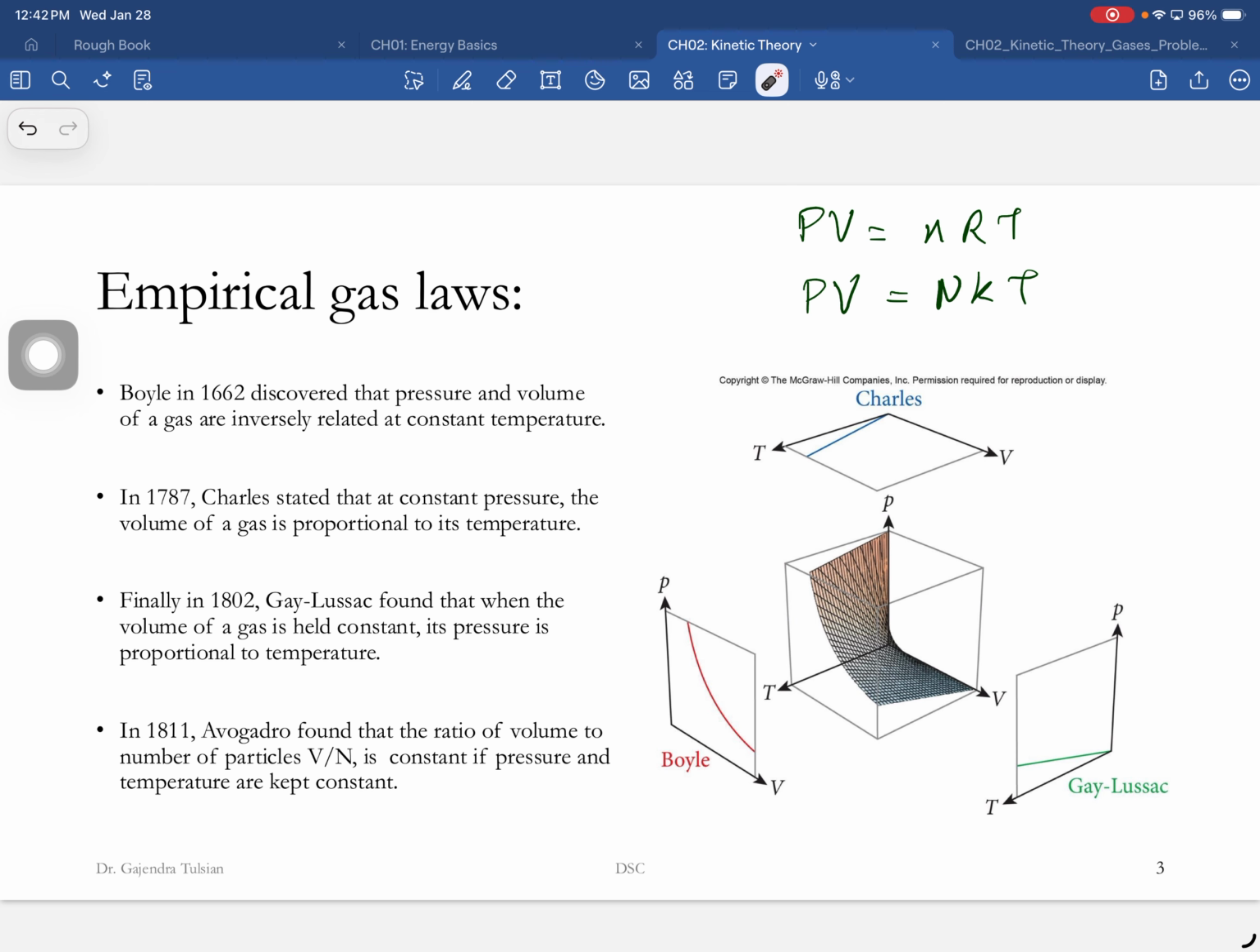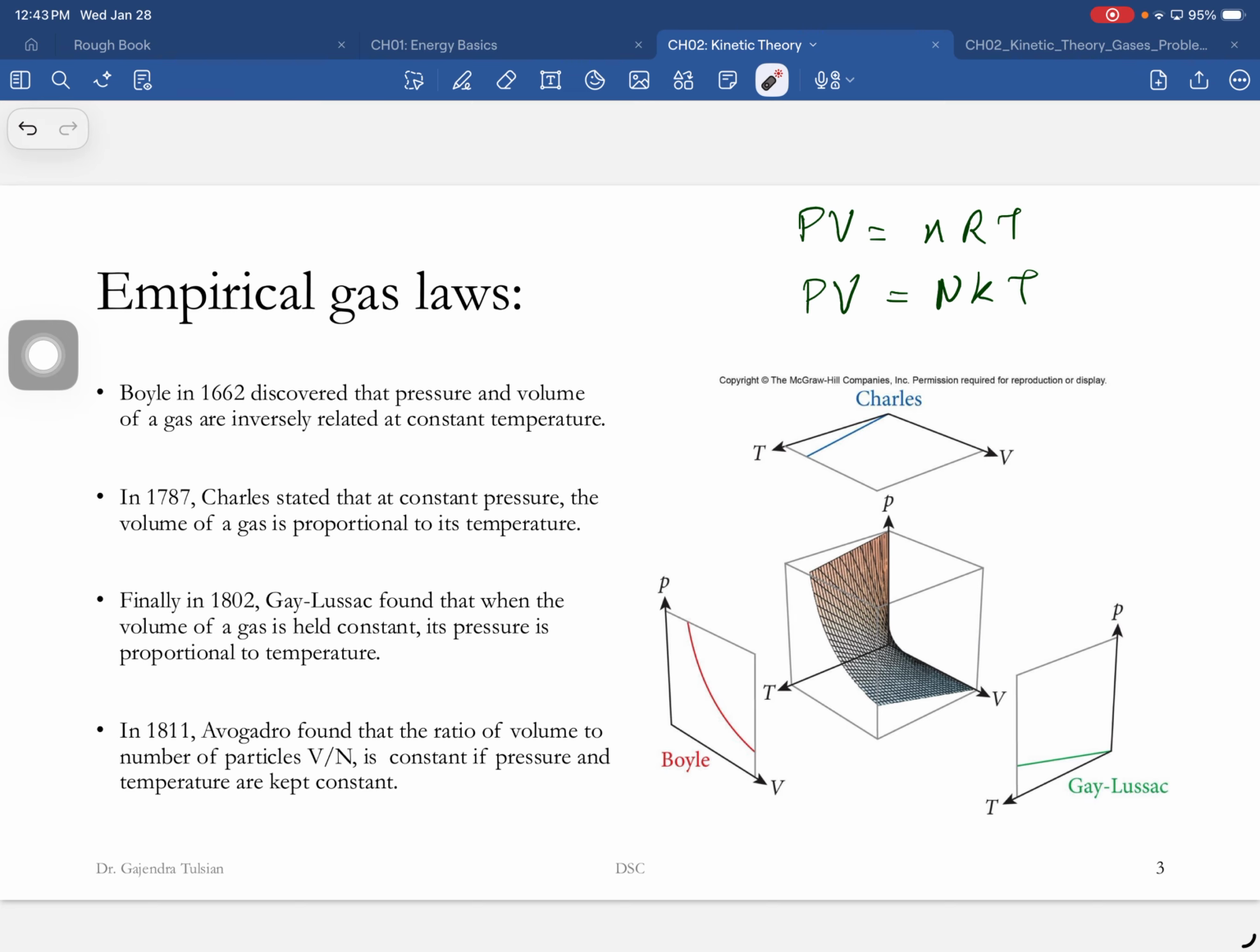What Mr. Charles discovered was that if you double the temperature of the balloon without it bursting, the volume doubled. In 1800, Mr. Gay-Lussac found that when the volume of a gas is held constant, its pressure is proportional to temperature. You hold the volume constant, you increase the temperature, the pressure increases. This was the hardest because now you need a pressure measuring device. You double the temperature, the pressure of the gas doubles. Once all of these were discovered, then eventually this formula could be put together.